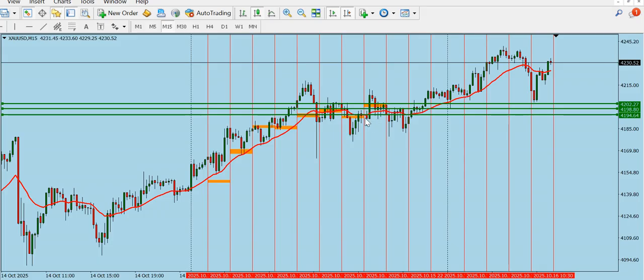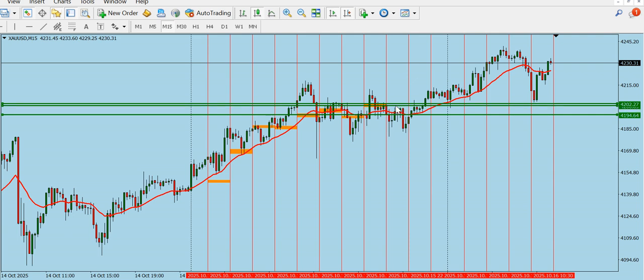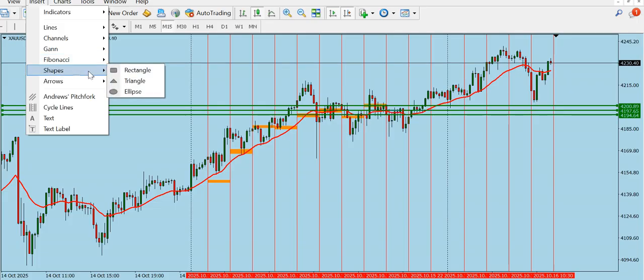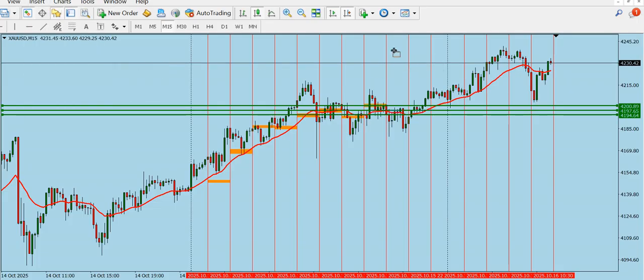Now price closed here and the next closed above here. It's around this point. So the midpoint of this box is a rise, so I'll have support. Let me plot the support shape.